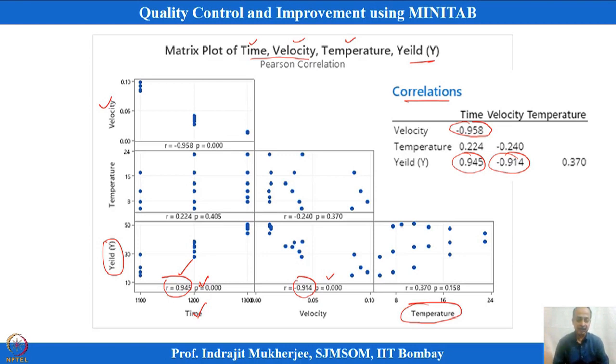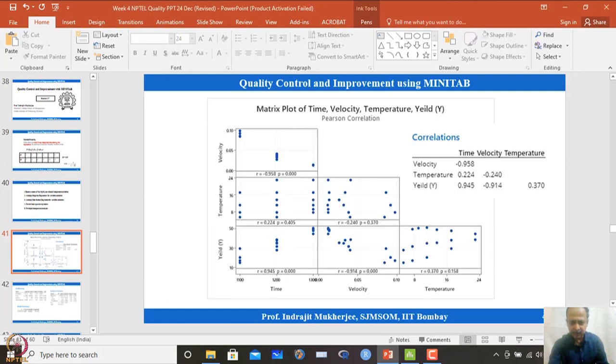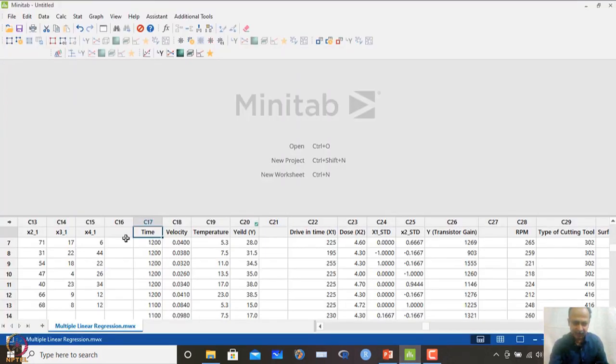So, yield has to be regressed with time, and if temperature is significant, then we will include that too. Anyhow, this is one of the suggested guidelines: the variable which is highly correlated with the y variable, we can select. And we want to see what happens if we select stepwise regression. This is the data set in C11 to C20 that we have, and we want to implement this.